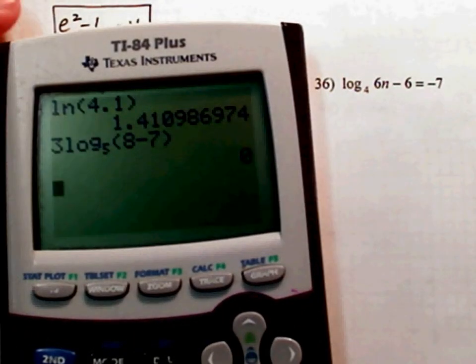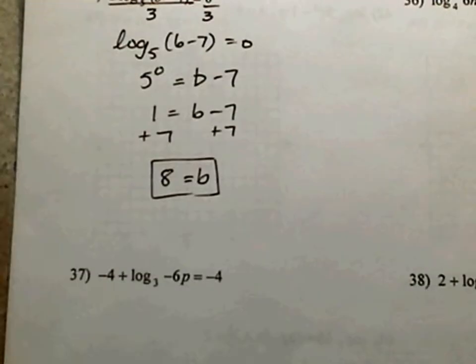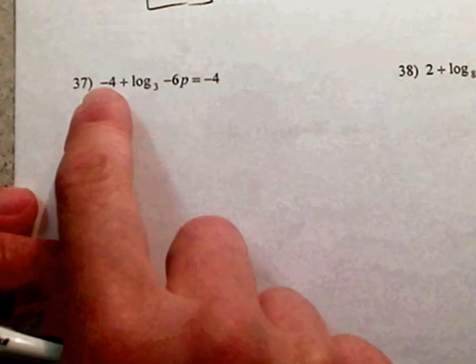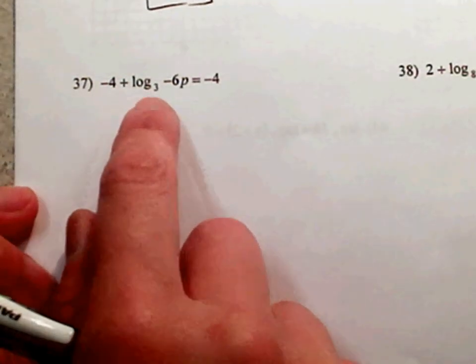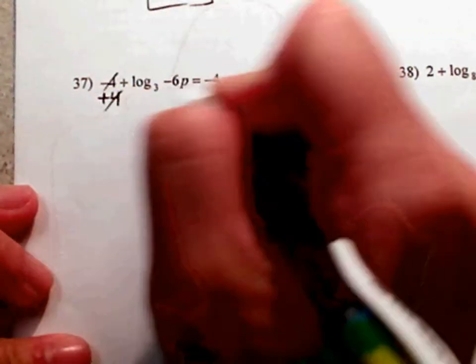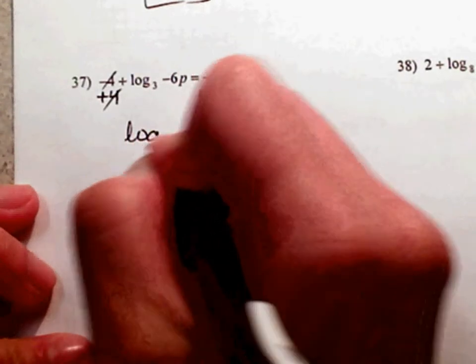All right, 37. Here we go. Look at this right here. This is negative 4 plus the log of that. So opposite of negative 4 is positive 4. My apologies. Okay. So now you have log base 3 of negative 6p is equal to 0.